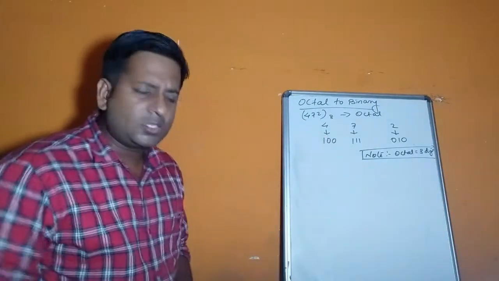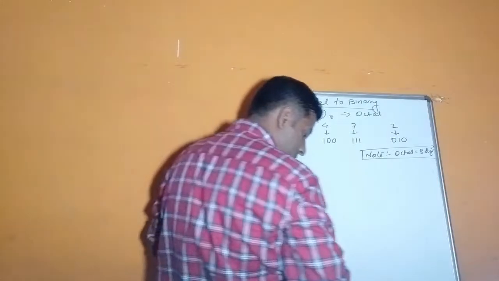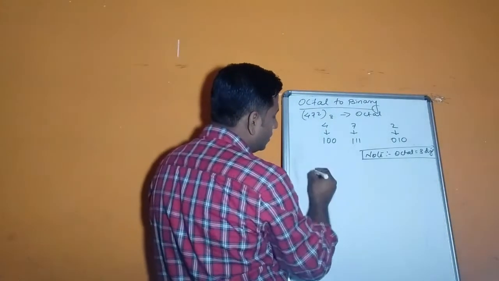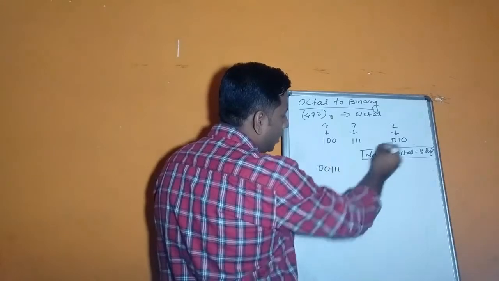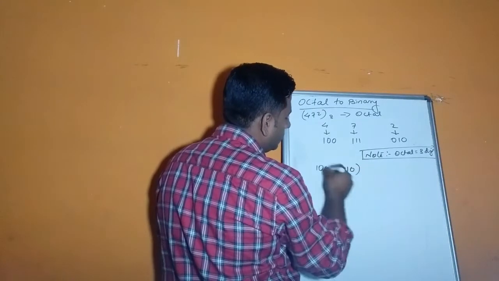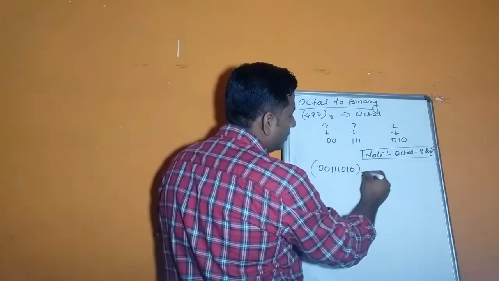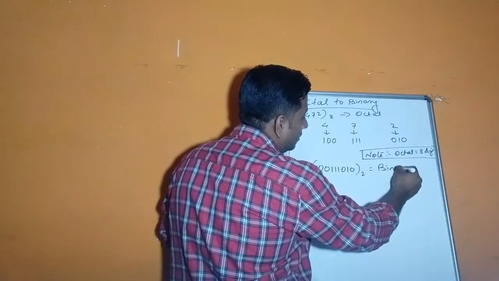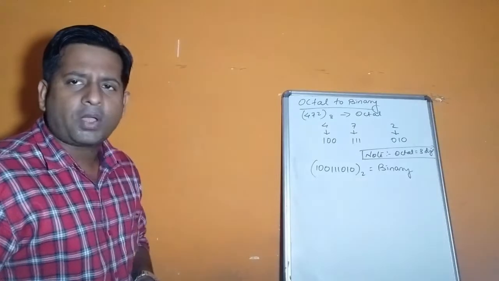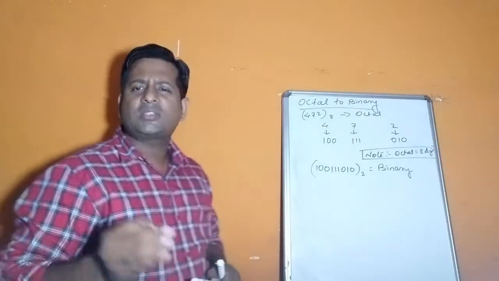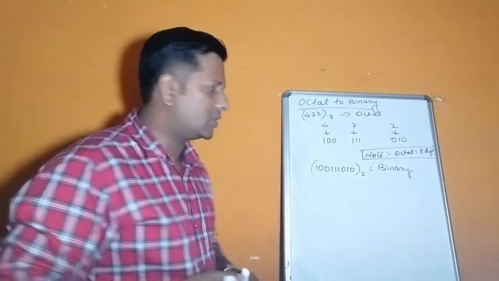So we finally got this one: 1 0 0 1 1 0 1 0. This is the binary form. Okay children, understood this part? It's very simple. The logic is the same, binary to decimal, decimal to binary logic.